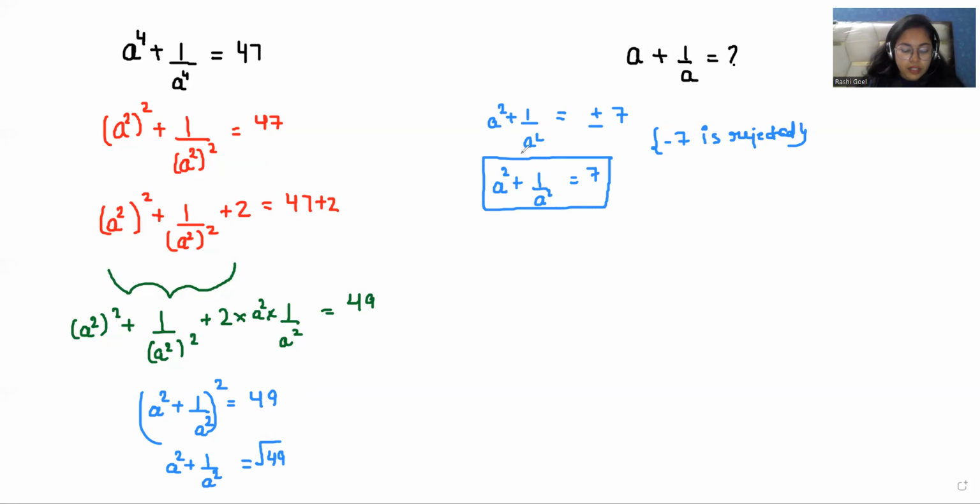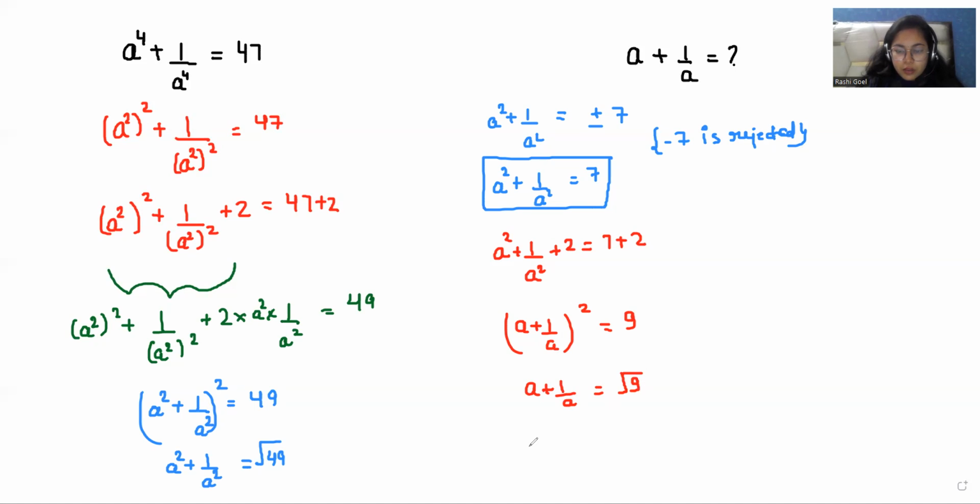Now similarly we'll repeat the step again. I'm going to add 2 to both sides. So a^2 + 1/a^2 + 2 is equal to 7 plus 2. Now again it becomes a formula, so I can write it as (a + 1/a) whole square is equal to 9. So a + 1/a is equal to under root 9. So a + 1/a is equal to plus minus 3.